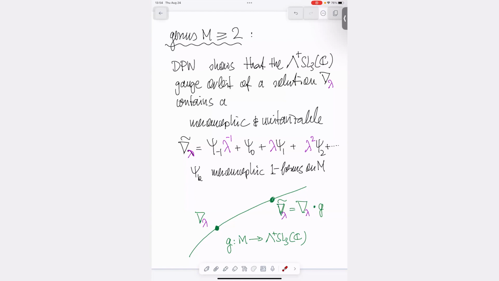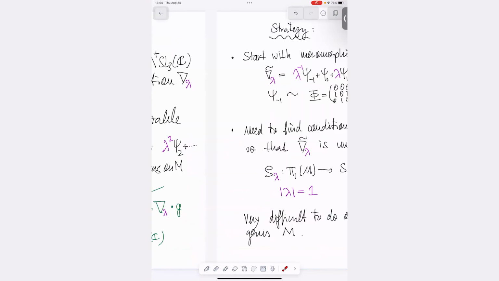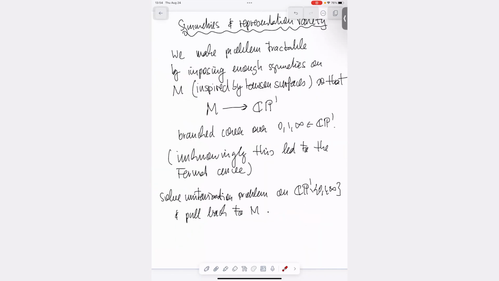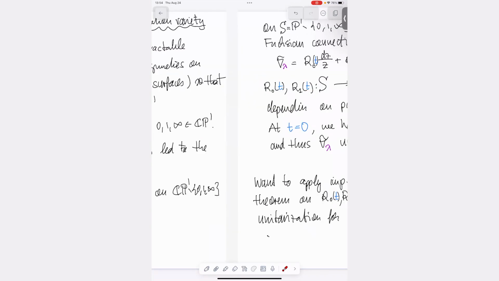And once you are there, you sort of reverse that. The strategy is you start with some meromorphic connection, and then you want to find conditions so that you can unitarize it. And that's the difficult thing. On high genus, that's almost impossible. So we induce symmetries on the surface, you go down to CP1 with 3 punctures, and there, of course, you have a good machine to unitarize representations on a triply punctured sphere.